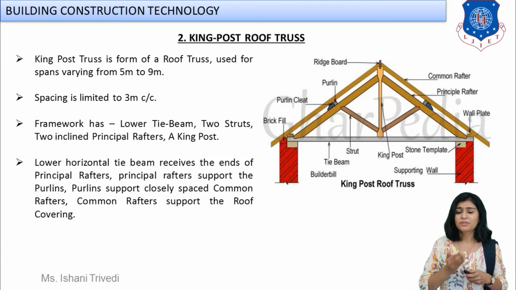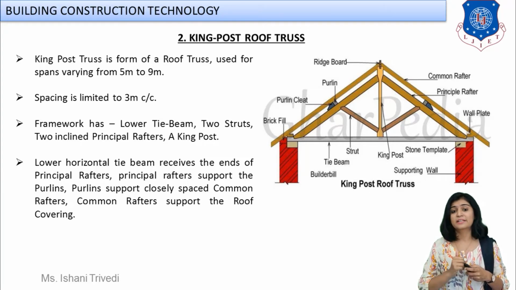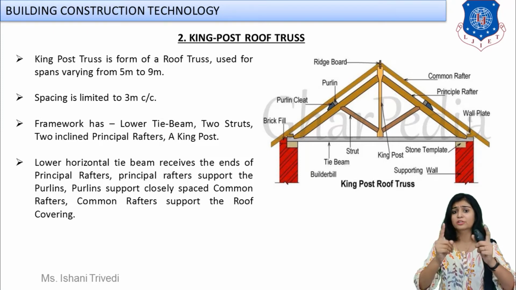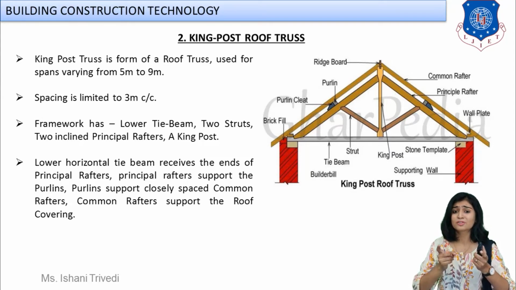Now, lower horizontal tie beam, as I said, it receives the ends of the principal rafter. Can you see principal rafter? It receives the ends. Next, principal rafters support the purlins. So here secondary rafters are provided, principal rafters are provided for the purlins to be attached to it. Next, what does it say? The purlins support closely spaced common rafters.